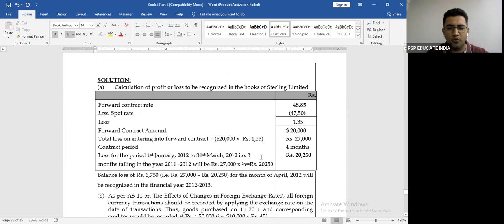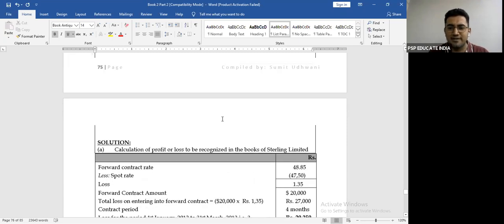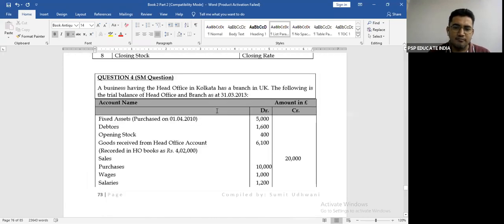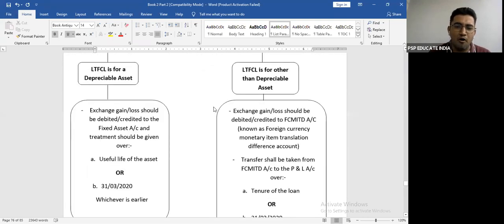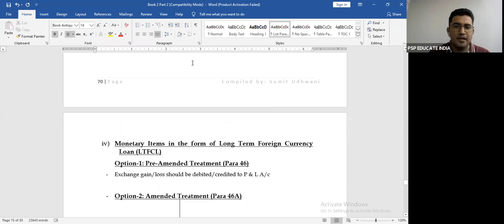Now we are left only with one important concept, and that important concept is monetary items in the form of LTFCL. Now, before I quickly give you a review today of monetary items in the form of LTFCL, quickly everyone on the chat box, are you clear with whatever we have done till now?